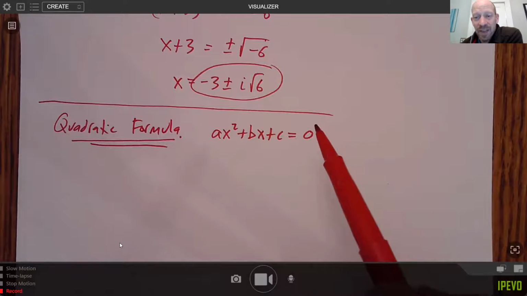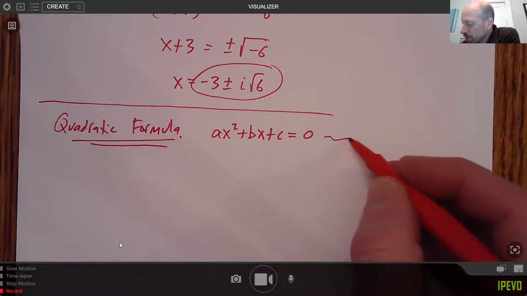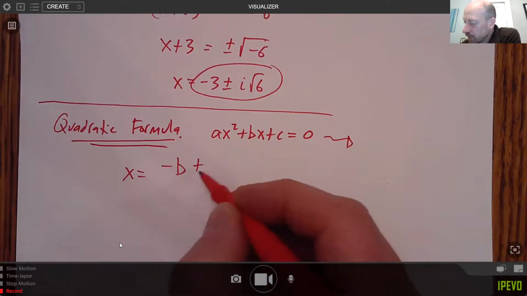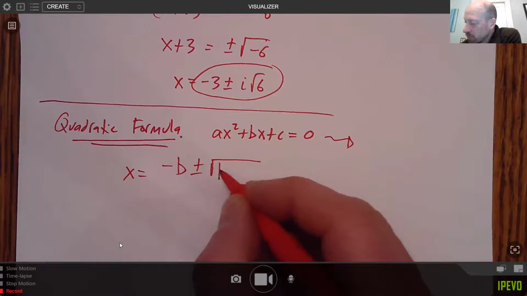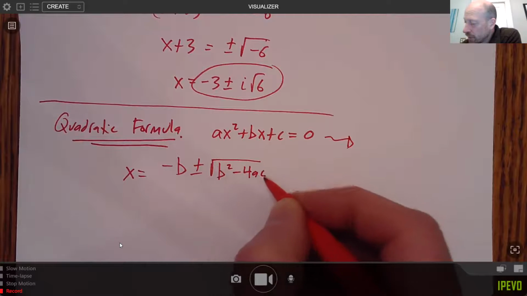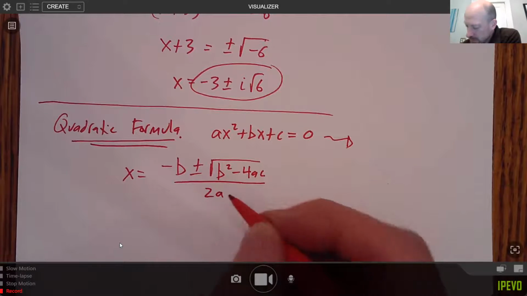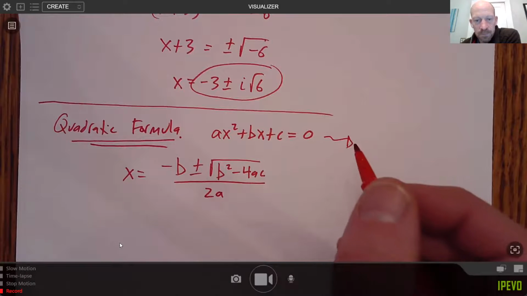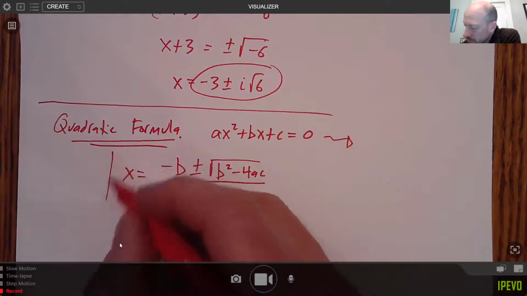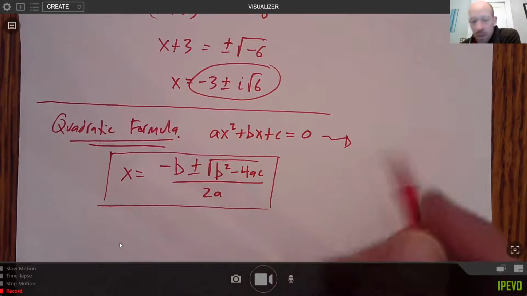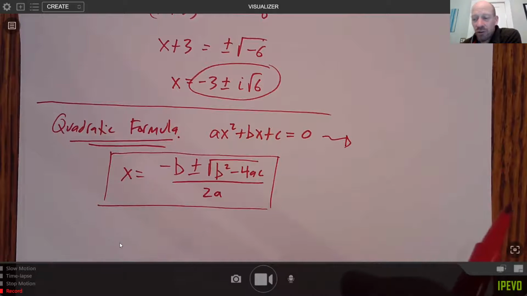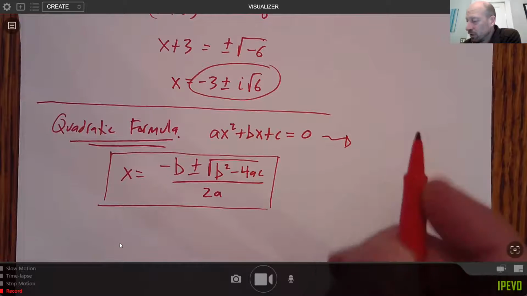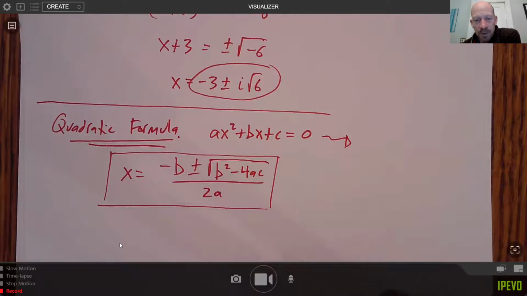What we would get in the end is x equals negative b plus or minus the square root of b squared minus 4ac, divided by 2a. And this is the quadratic formula. This would be an excellent thing to write down in your notes if you don't already know it or are worried about forgetting it, because you will use it on the final exam.